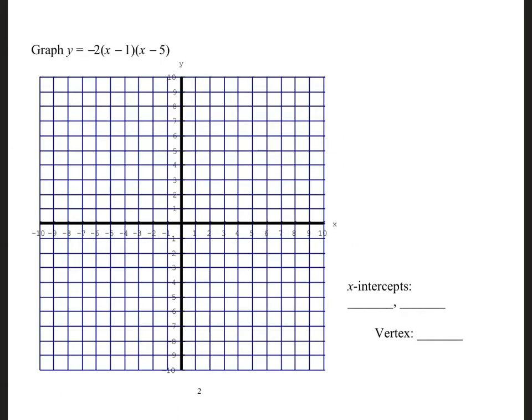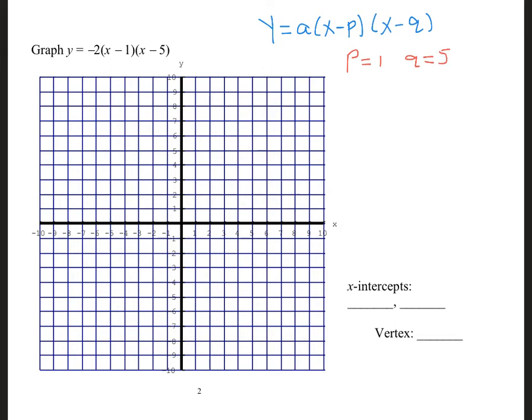Okay, so here we have an example. We're going to start by finding the points p and q, and just remember the general form is a(x − p)(x − q), and this will help us to identify p and q. So that means p is equal to 1 and q is equal to 5.